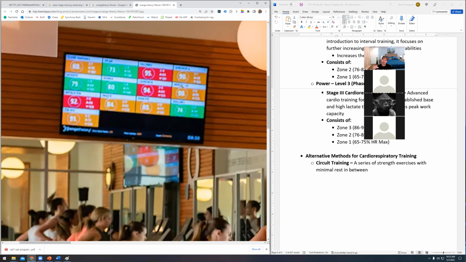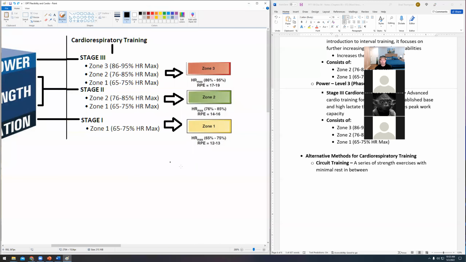But nobody can maintain red for long. So what we're probably going to do is we're going to get into red, go back to green, red, green, red, green, or maybe red, orange, green, red, orange, green. Intervals, right? It's making a zigzag. So I'm taking my intensity up and I'm taking my intensity down.